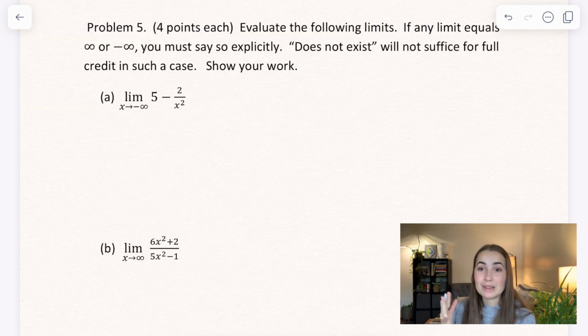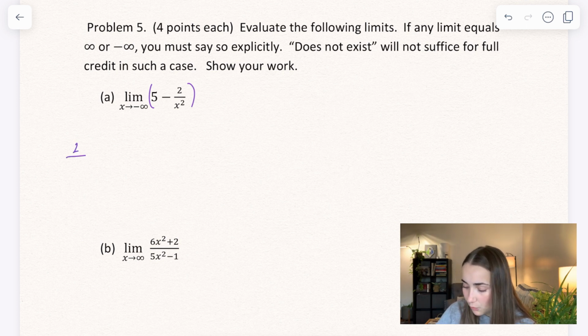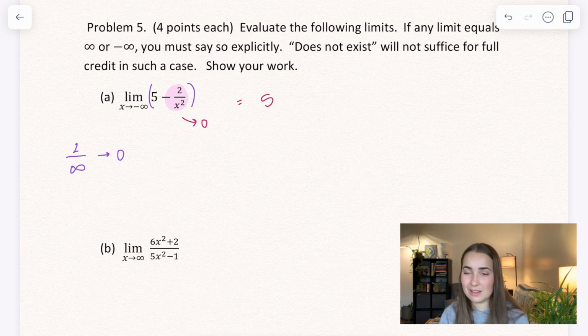Alrighty, so now we have a problem on limits at infinity, and so we're taking the limit as x approaches positive or negative infinity. So remember, when we have a number divided by a really big number, so infinity, for example, this is going to go to 0, right? So if I use that method of thinking, that means this 2 divided by x squared is going to approach a value of 0. So if I were to use direct substitution, the 5 doesn't change because there's no x value associated with it, but it's going to be 5 minus 0, which is just equal to 5. And so that is our solution.